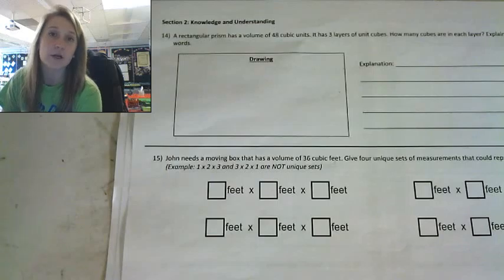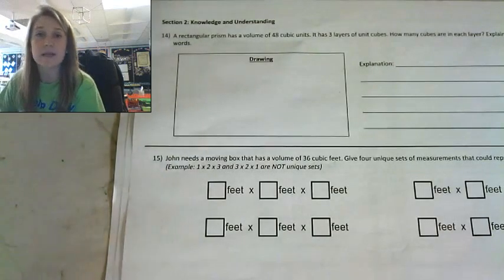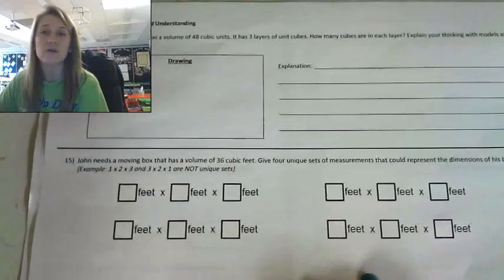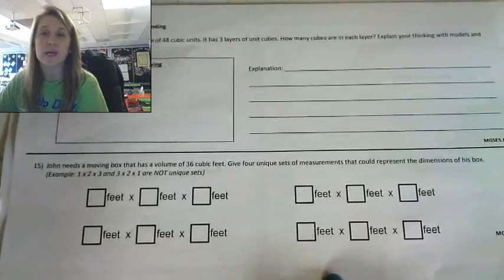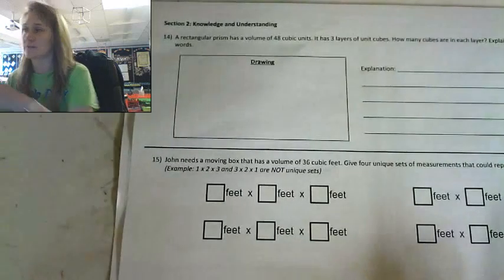All right, so let's go ahead and look at question number 14. A rectangular prism has a volume of 48 cubic units. It has 3 layers of unit cubes. How many cubes are in each layer? Explain your thinking with models and words.